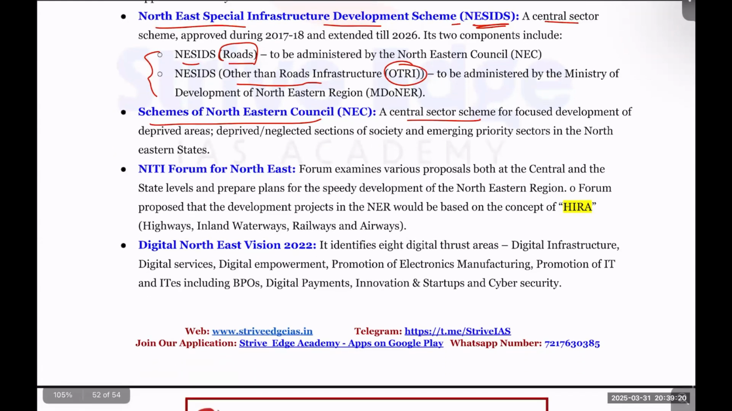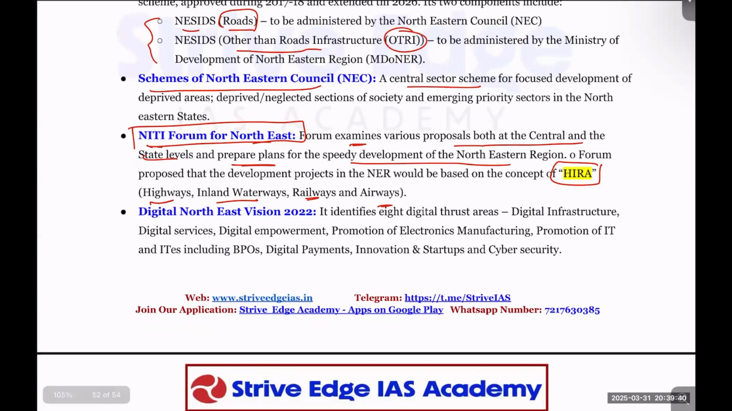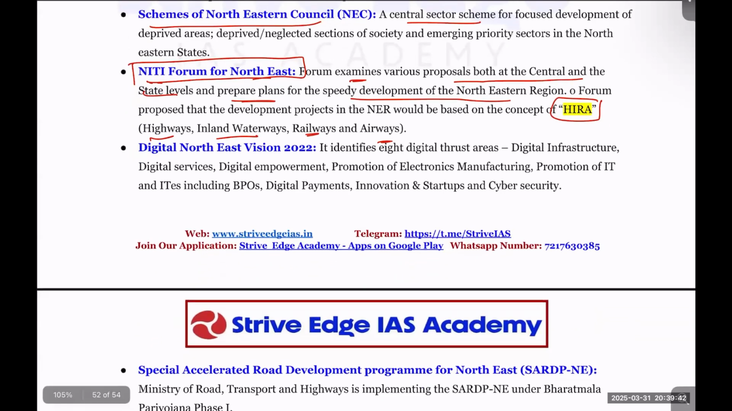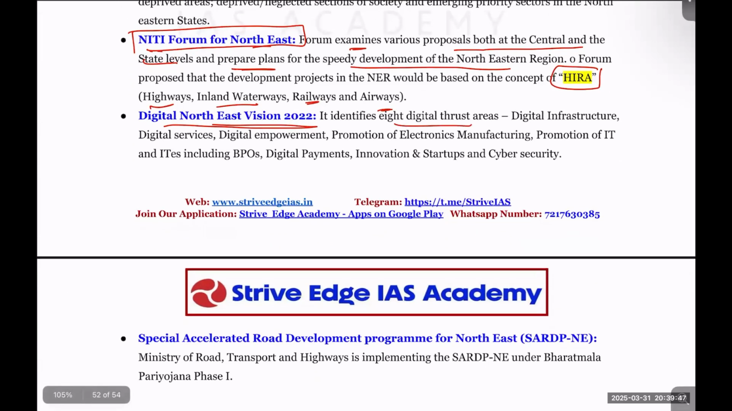NITI Forum for Northeast: NITI Aayog has launched a forum for the Northeast region. It examines various proposals, both central as well as state level, to prepare plans for speedy development of the Northeast region. And it has launched the concept of HERA. HERA is highway, inland waterway, railways, and airways. Then Digital Northeast Vision 2022 identifies 8 digital areas in order to promote digital infrastructure in the Northeast region.